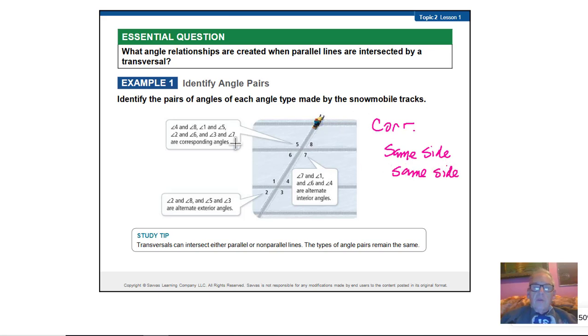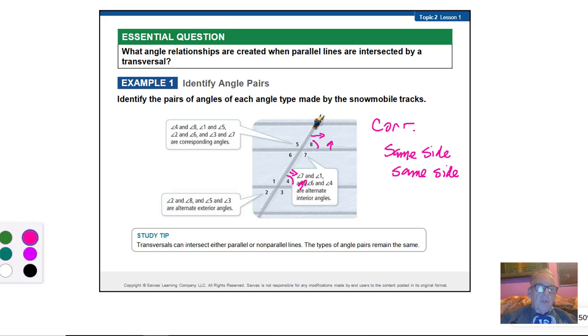So like using, say, 4 and 8, angle 4 is on this side of the transversal and above one of the parallel lines. And angle 8 is also to the right of the transversal and above the other parallel line. So we say these angles are in corresponding position with each other. We can do the same thing with 5 and 1, with 7 and 3, and with 6 and 2.